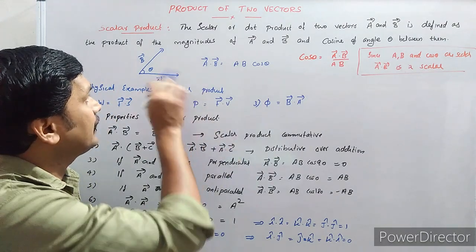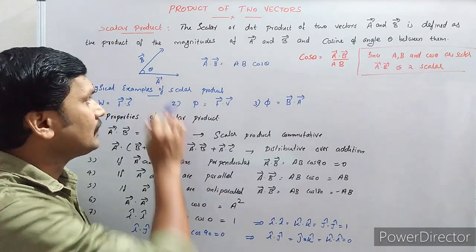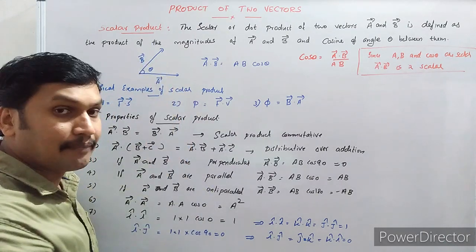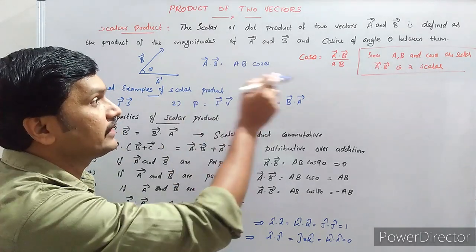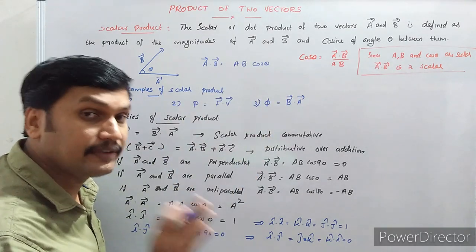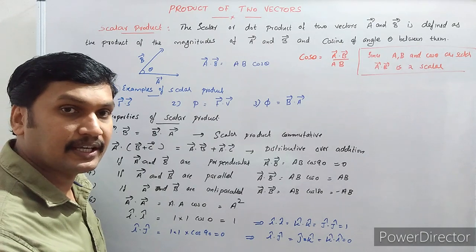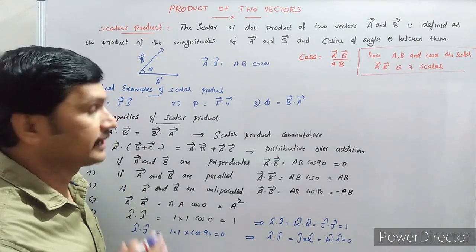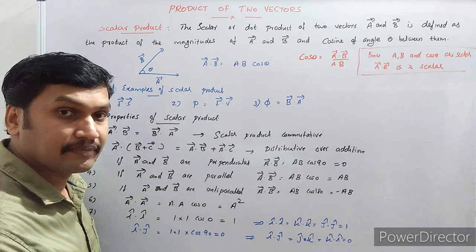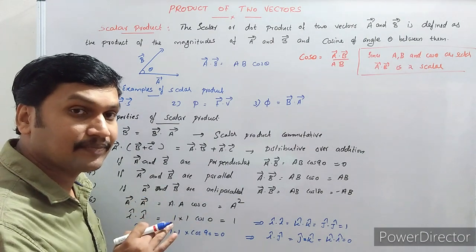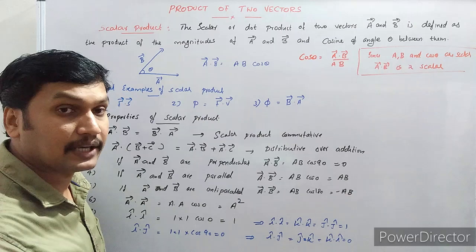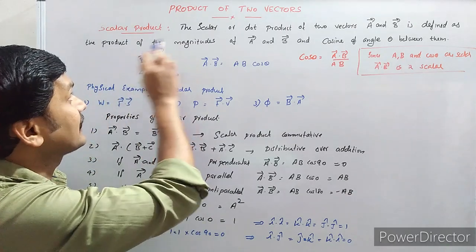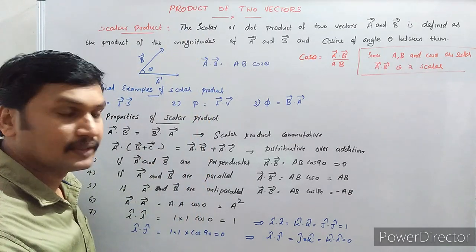But you know that vector A and vector B are vector quantities, yet from their multiplication the result we are getting is a scalar quantity. That's why we call this multiplication the scalar product or dot product. If you multiply these two vectors, we get a scalar quantity. The result is a scalar quantity. That's why it's the scalar product of vectors.